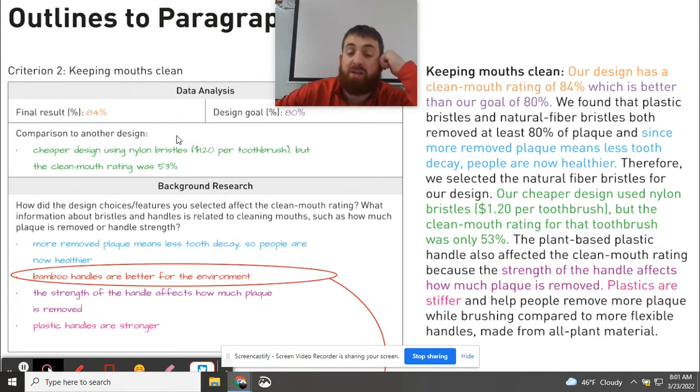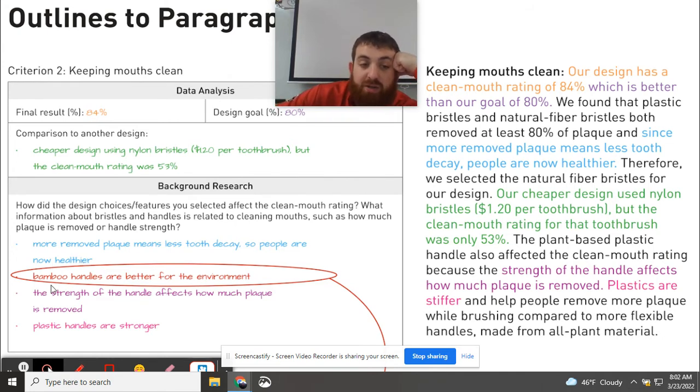They compared their design to another iterative test they did where they used a cheaper design that had nylon bristles for a buck 20 per toothbrush, but the mouth rating was 53%. So they found a cheaper way of making the toothbrush, but it led to a mouth rating that was lower than theirs. So in their background research, they found some important information. Number one, they found that the nylon bristles they used removed more plaque, which meant that there was less tooth decay. So people are now healthier.